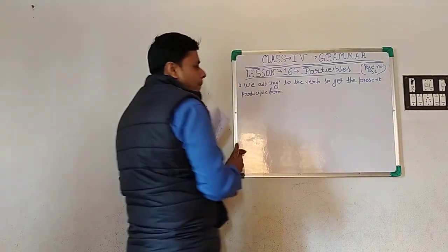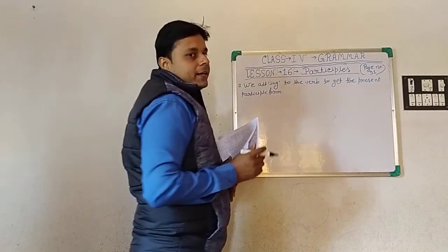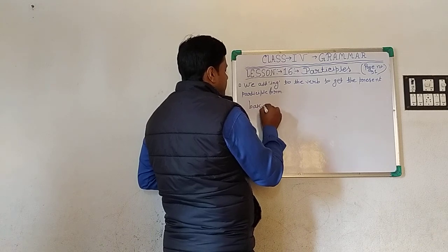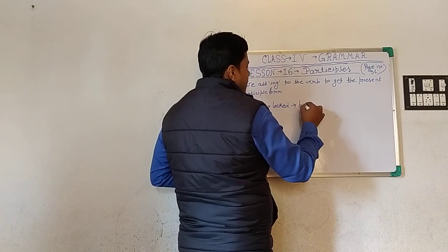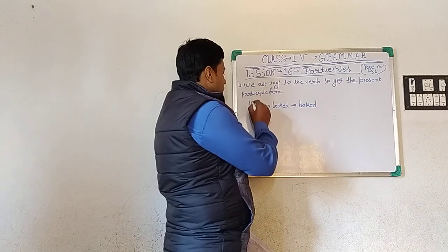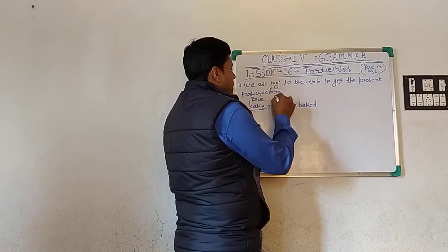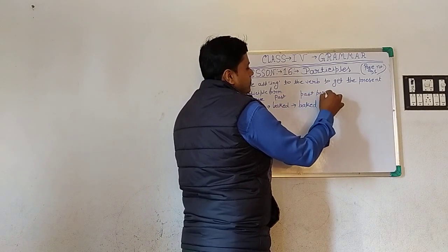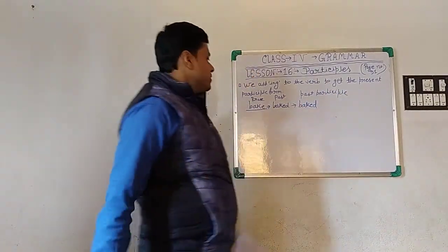You have to memorize the past form of the verbs. For example, we add d to the verb to make it a past participle. For example, bake, baked, and baked. Okay, is that clear? Look at the present form of the verb bake. So present, past, and past participle. Present, past, and past participle.